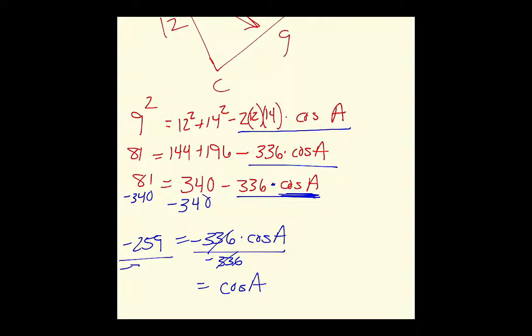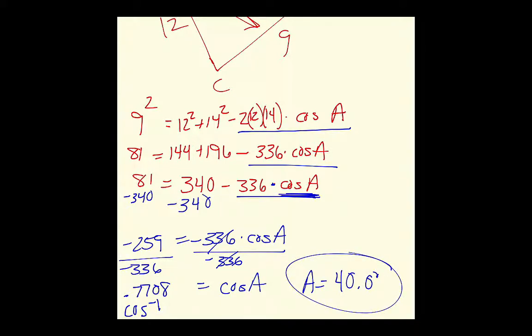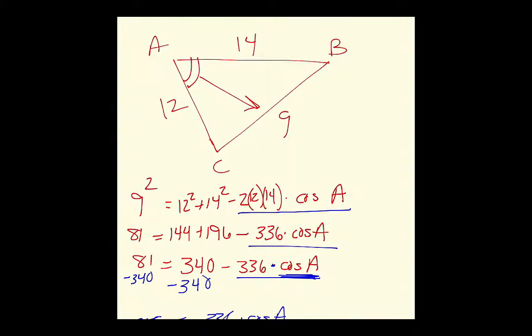Now I can divide off the negative 336 to get the cosine of A completely by itself. So negative 259 divided by negative 336 gives me 0.7708 equaling the cosine of A. So I need to do the cosine inverse of that decimal to figure out what angle A is. So the cosine inverse of that gives me angle A to be about 39.5, which we're going to call then 40.0 degrees. And all of that is just to figure out angle A. So angle A is 40 degrees.